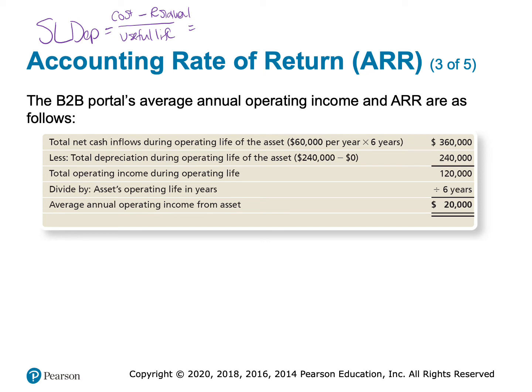So in our scenario for the B2B portal, the cost was $240,000. The residual value is 0. They didn't tell you that. They didn't say the residual value is 0. If they don't tell you what the residual value is, you have to assume that it is 0. But if you think about it, it's a B2B portal. You're not going to sell it for anything at the end. And our useful life was, remember, 6 years. So 240 divided by 6 is, I believe, 40,000. So our depreciation expense would be 40,000 per year.